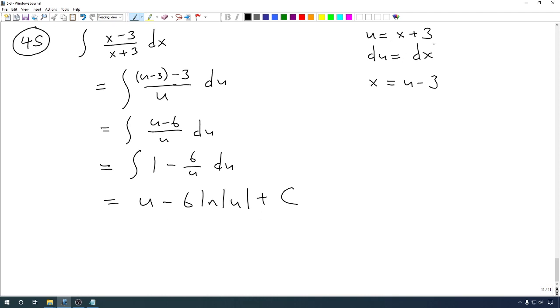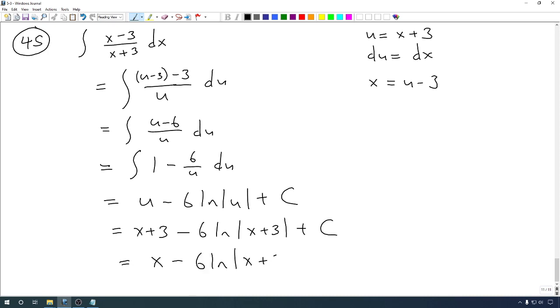Now we need to go ahead and replace our u's with x plus 3's. And we have our integral. Now there is actually one other thing we could do here. Because we end up with a plus 3 here, and that's just a constant, we can actually absorb that into the plus c at the end. We can write this as x minus 6 ln of the absolute value of x plus 3 plus c.